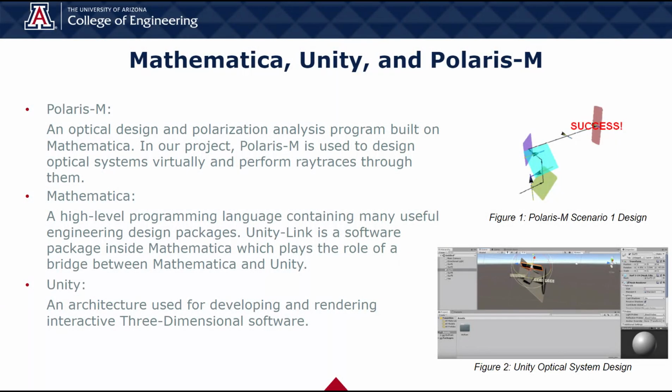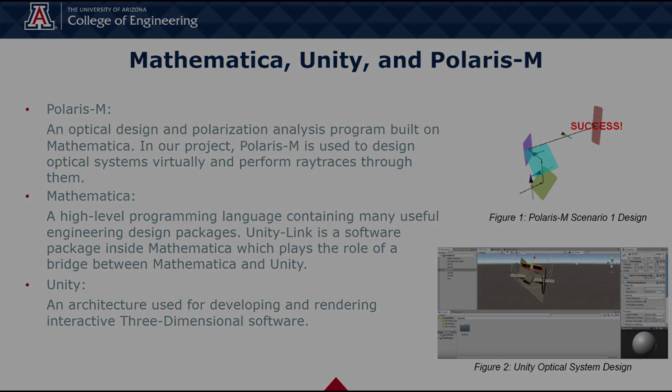Our project makes use of several different programs communicating with one another. Polaris M is a polarization ray tracing package used to generate optical systems and polarized ray tracing simulations. Mathematica is a high-level programming language containing many useful engineering design packages. Unity Link is a software package inside Mathematica which plays the role of a bridge between Mathematica and Unity. Finally, Unity is an architecture used for developing and rendering interactive 3D software.